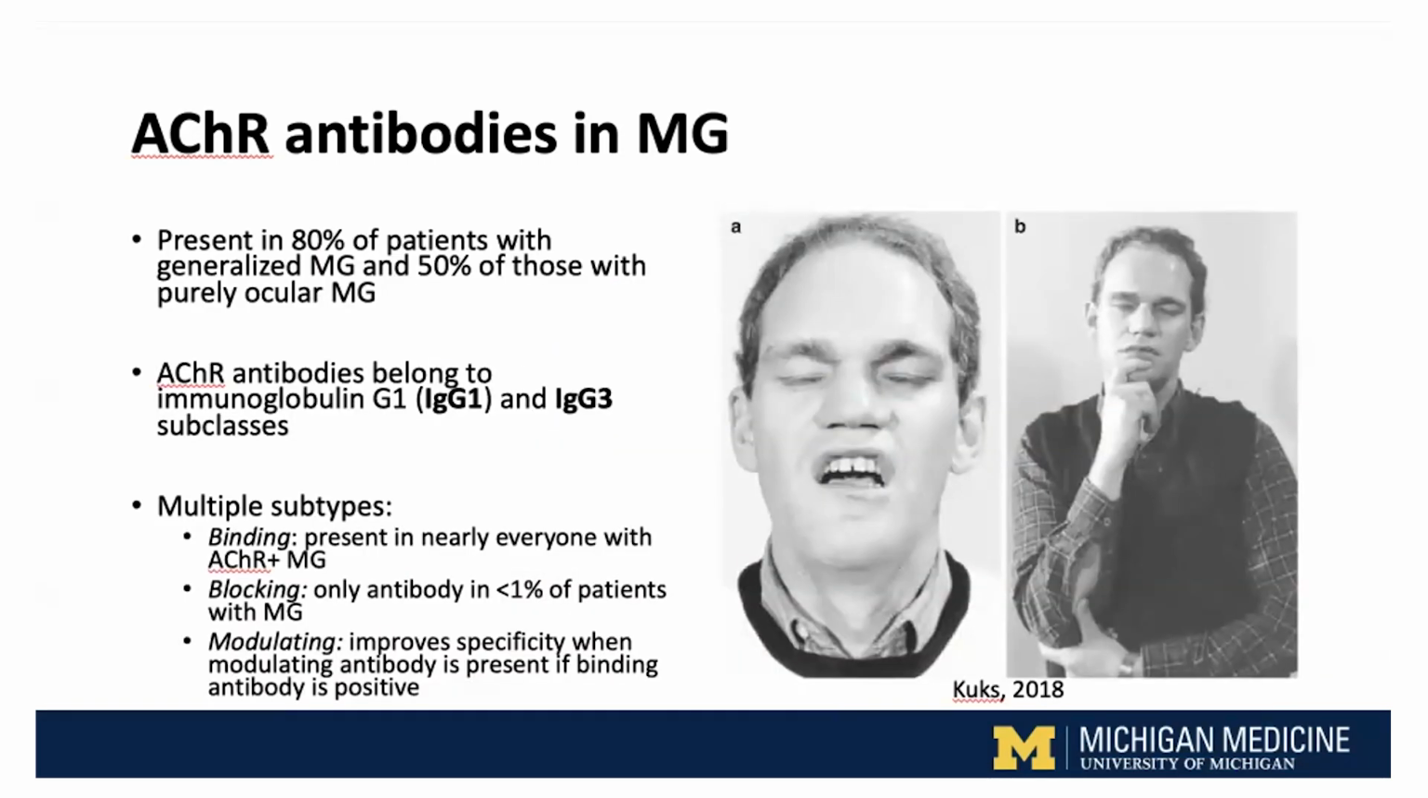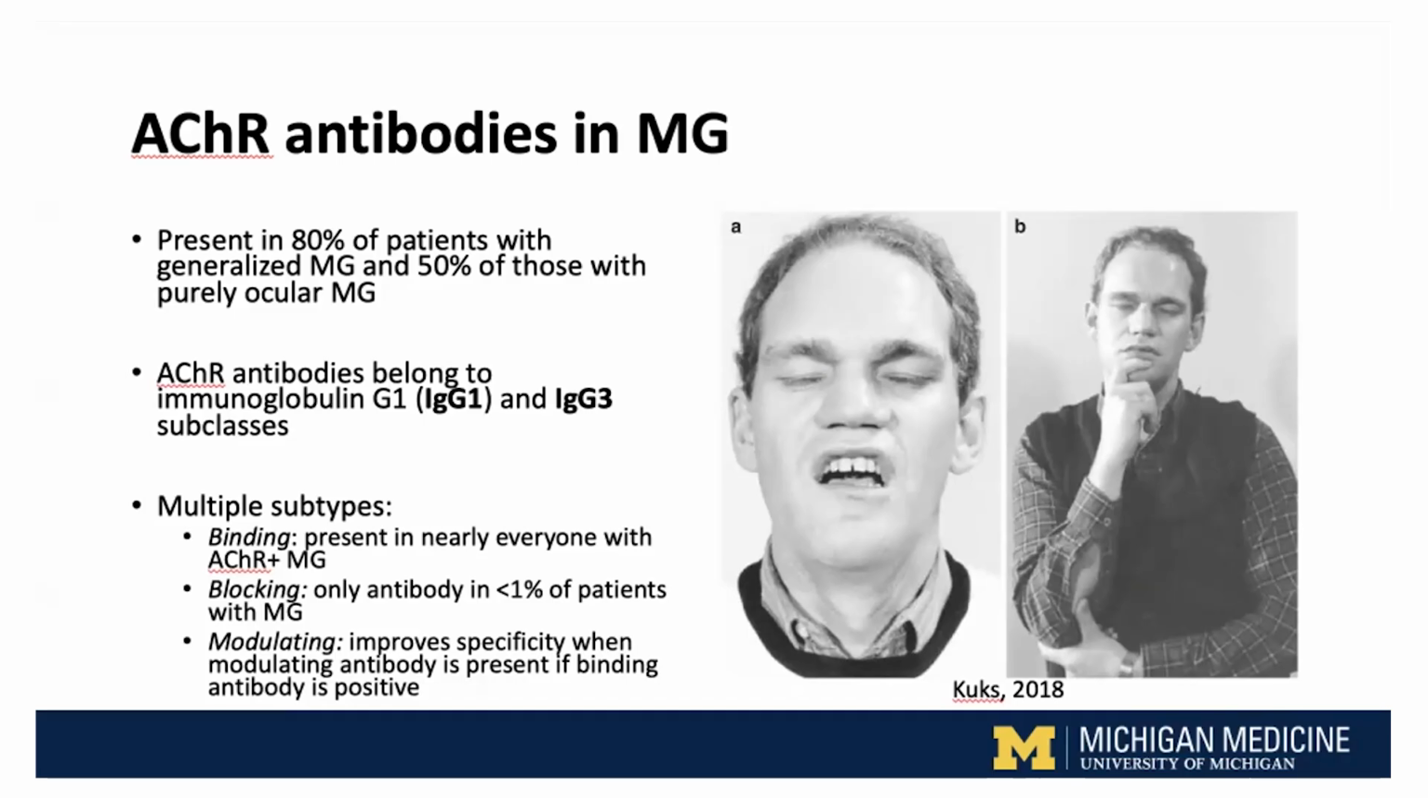So as far as the acetylcholine receptor antibodies, as I mentioned, it's the most common one found. It is present in about 80% of patients that have generalized myasthenia gravis, meaning that it's more than just ocular, more than just the eyes are involved. In patients that just have purely ocular symptoms, around half of those patients have these antibodies.